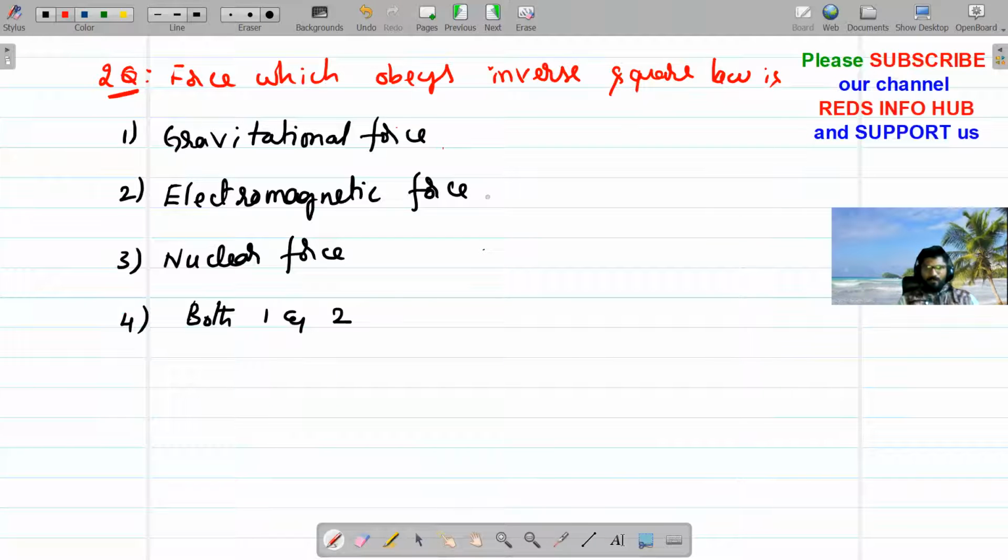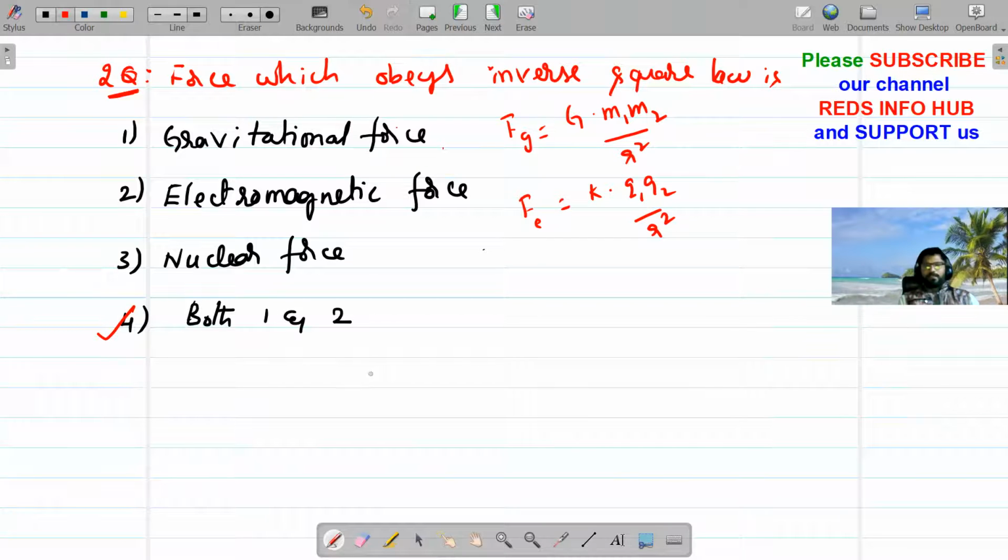Electromagnetic force, or electrostatic force, also obeys inverse square law, because gravitational force can be given as Fg equal to G m1 m2 divided by r square. It follows inverse square law. And electrostatic force is a part of electromagnetic force. According to Coulomb's law, it is given by K, that is 1 by 4 pi epsilon naught, into Q1 Q2 by r square. So this is also inverse square. So 1 and 2 are correct. That is given in this option. So you have to be careful. So fourth option says both 1 and 2 are correct. So fourth option is correct, right?